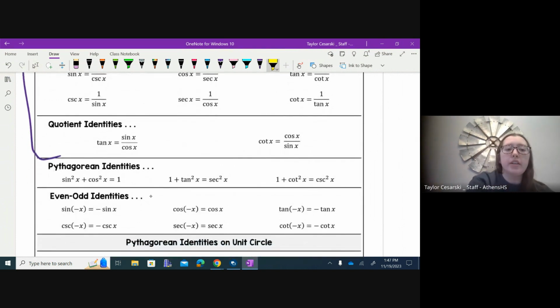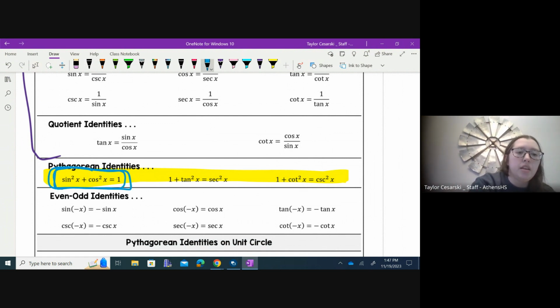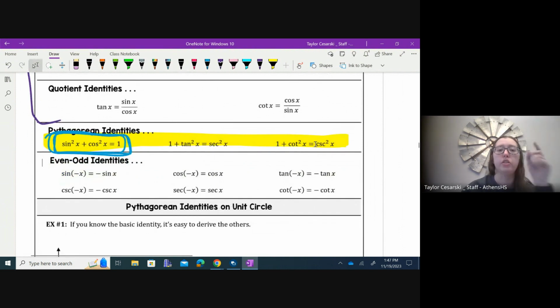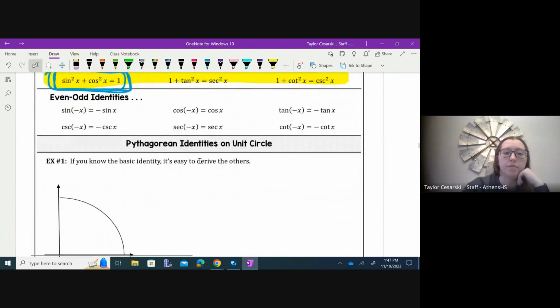Then these Pythagorean identities are going to be very, very important. Now, what I usually tell people is just memorize this one right here. This one will be used all the time, so it will be something that you need to know absolutely. And I'm going to show you how to get the other two from that first one. So sine squared of x plus cosine squared of x equals 1.